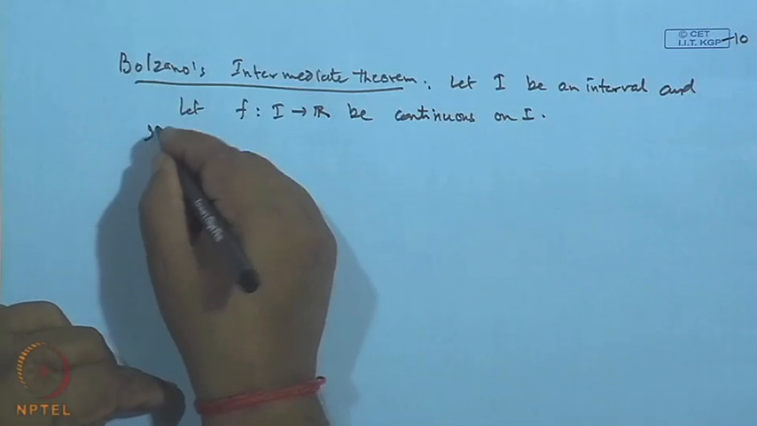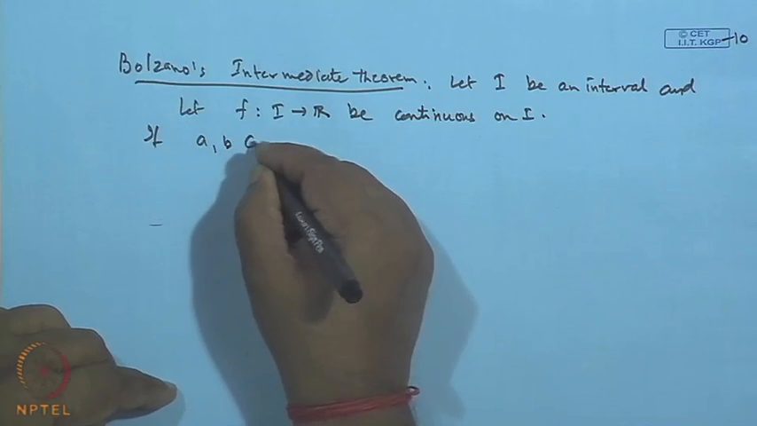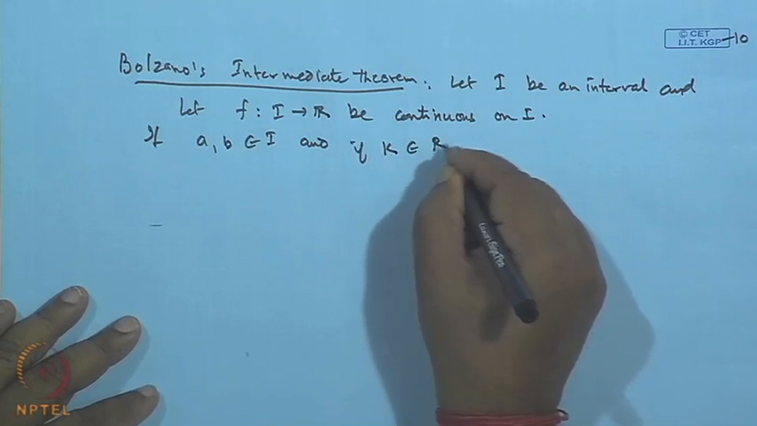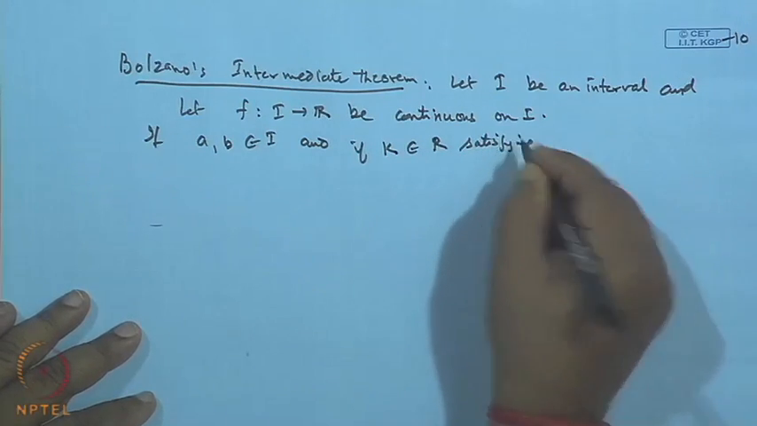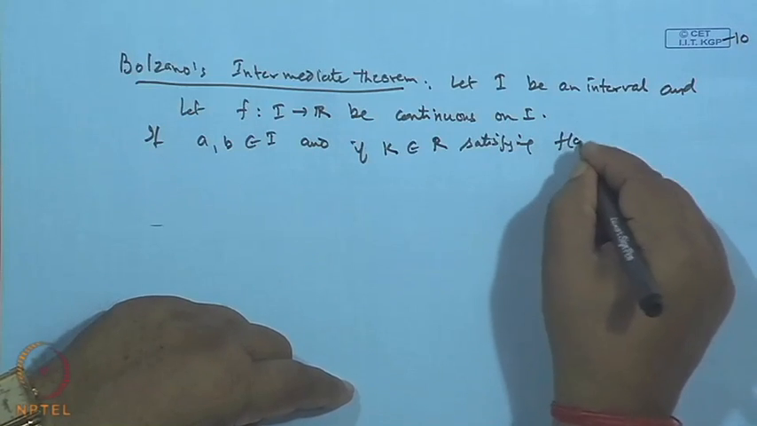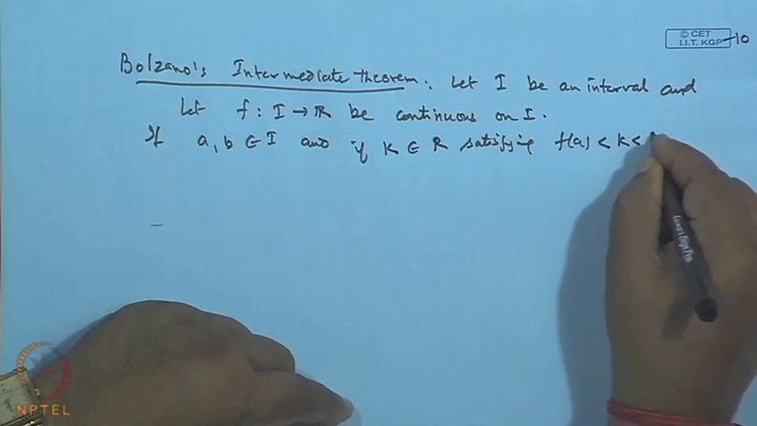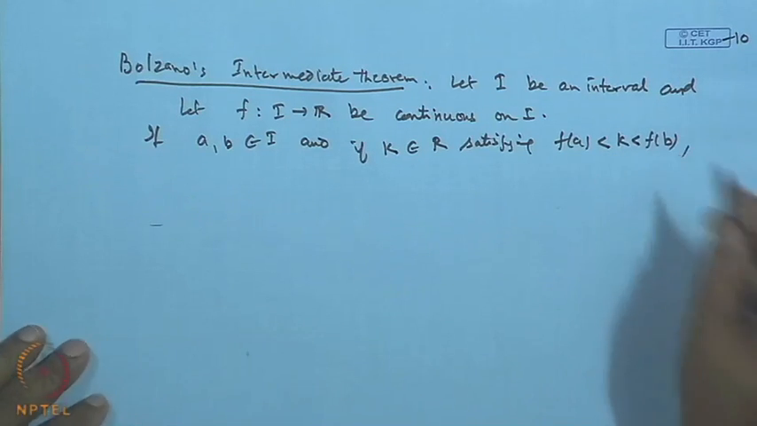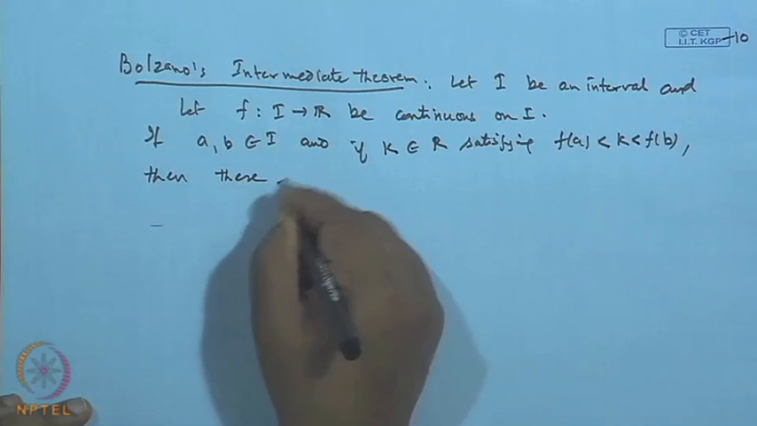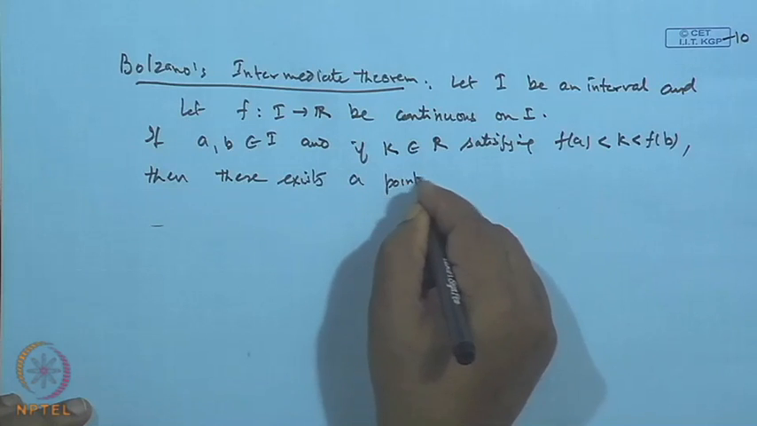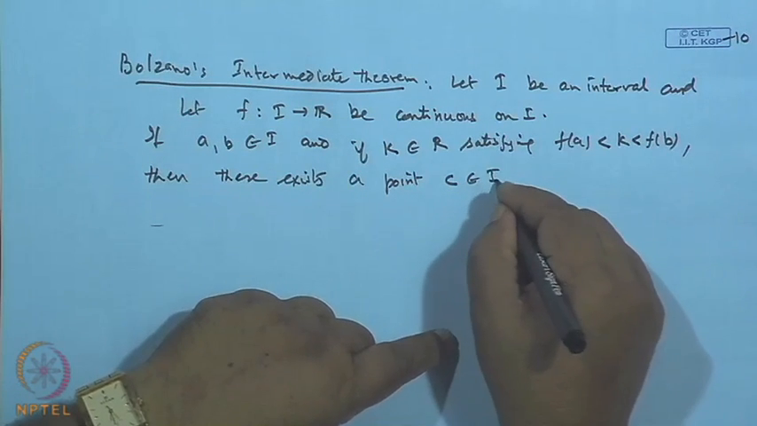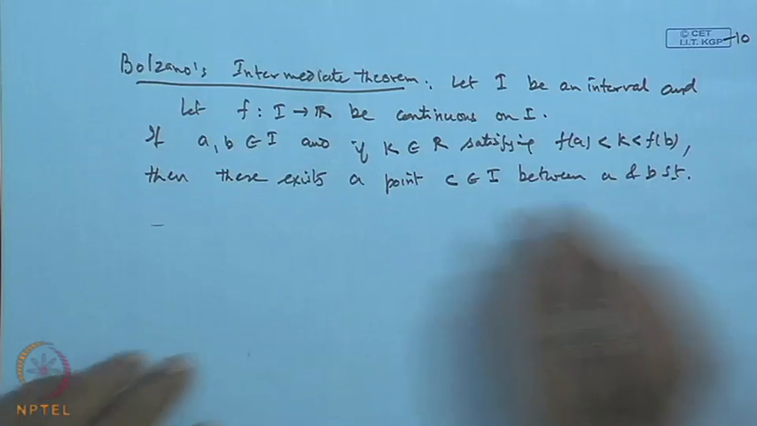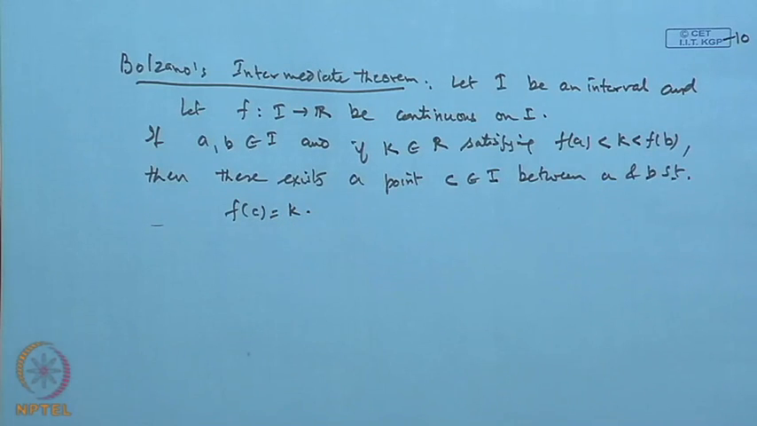Now, if a and b belong to I, and if k is any real number satisfying the condition f of a is less than k, which is less than f of b, meaning in between f(a) and f(b) we are choosing a real number k, then there exists a point C in I between a and b such that the value of the function at the point C is k. This is known as the intermediate theorem.